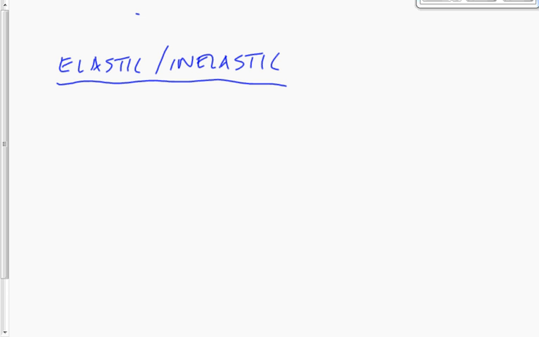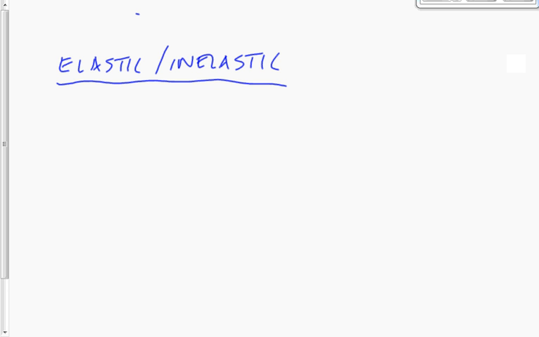On Friday before the break, we defined the difference between an elastic and an inelastic collision. You will almost certainly get a question on your diploma exam coming up in June that asks you to differentiate between elastic and inelastic collisions. One of the factors it's going to ask you to differentiate on is momentum. The other one is kinetic energy.